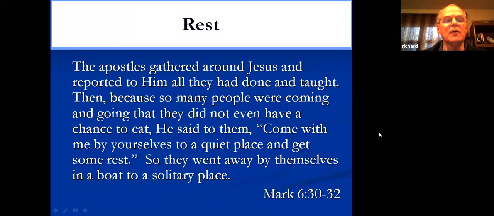The apostles gathered around Jesus and reported to him all that they had done and taught. And then because so many people were coming and going, they did not even have a chance to eat. He said to them, come with me by yourselves to a quiet place and get some rest. So they went away by themselves in a boat to a solitary place.